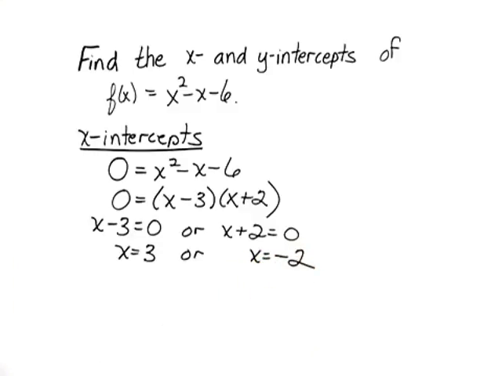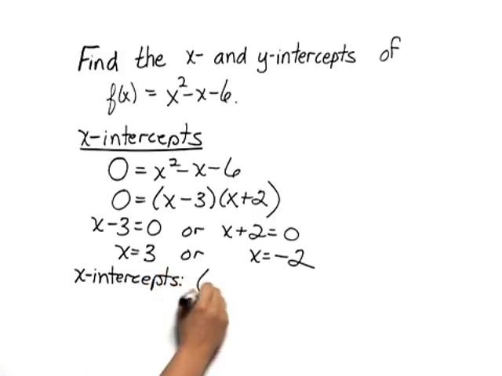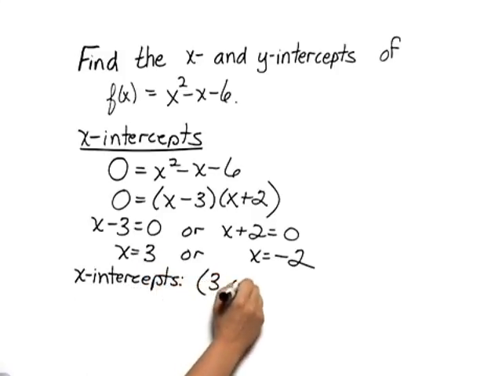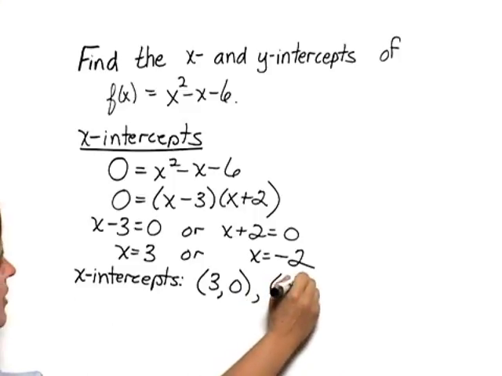Now we want to give this in terms of points, so the x-intercepts are the points (3, 0) and (−2, 0).